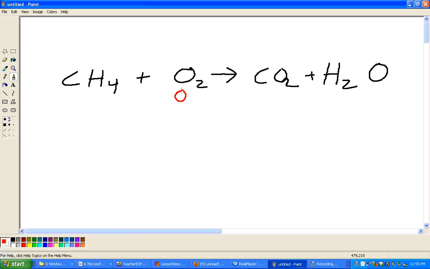If you locate where hydrogen is, then you see it's in column 1. That's how I know that hydrogen is a +1.